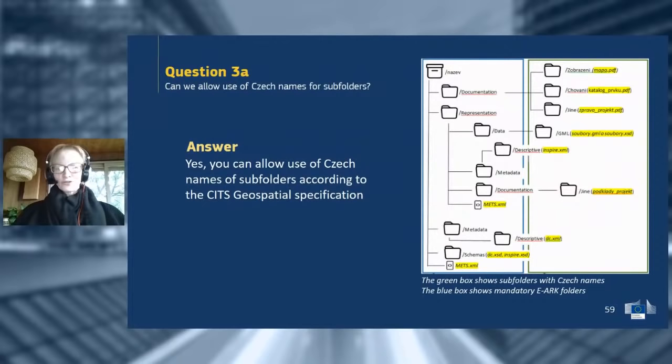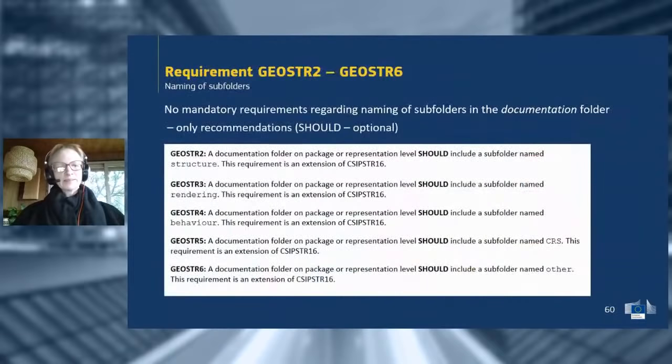I split this question into two because first he asks, can we allow use of Czech names for subfolders? And the answer is yes, according to the CIS geospatial specification, you can allow use of Czech names of subfolders. He sent me this illustration of an information package structure where the green box surrounds all the subfolders of the information package and the blue box is showing the mandatory eARK folders according to the CIS geospatial specification and to the CSIP specification with the mandatory folder structure. Next slide, please.